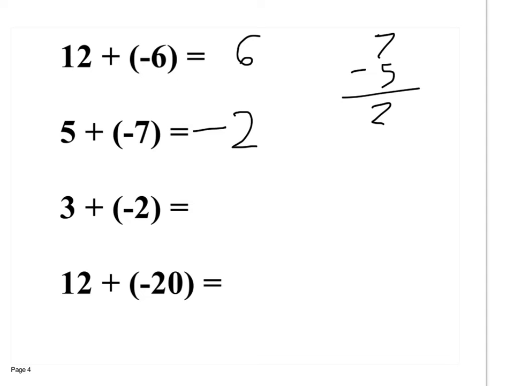Know which one's bigger. The negative number is bigger. So my answer has to be negative. 3 plus -2. It's 1. 12 plus -20.